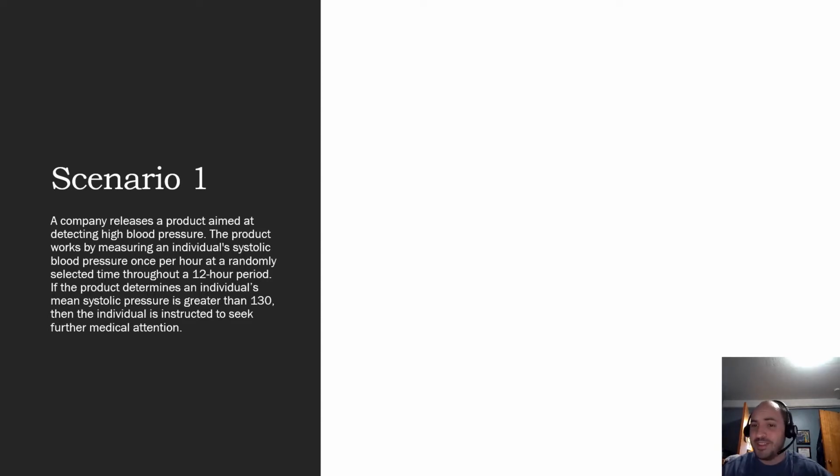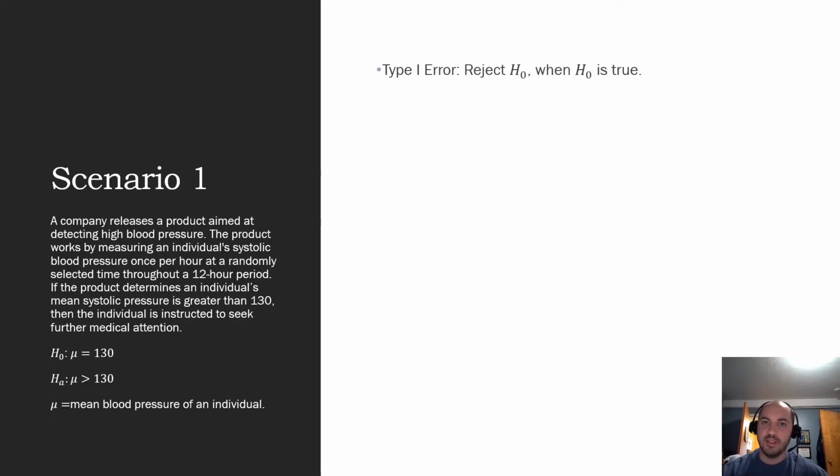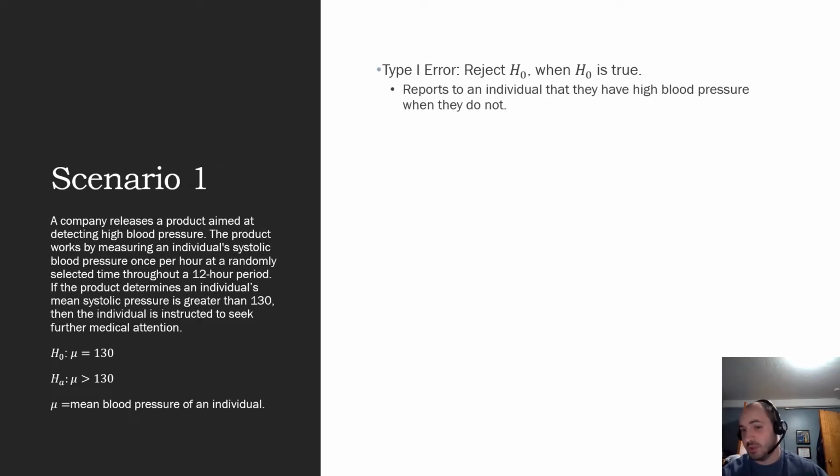So a hypothesis test you could set up is having the mean blood pressure be 130, that's our null, and the alternative being that the mean is greater than 130. Because if it's greater than 130, if we find evidence to support that, then that means they may have high blood pressure and they need to seek out help. So if you have a type 1 error, that means we're rejecting our null and accepting the alternative. In this case, doing that would be us reporting to an individual they have high blood pressure, or there's evidence to support they might, so they should seek medical attention, when they don't.